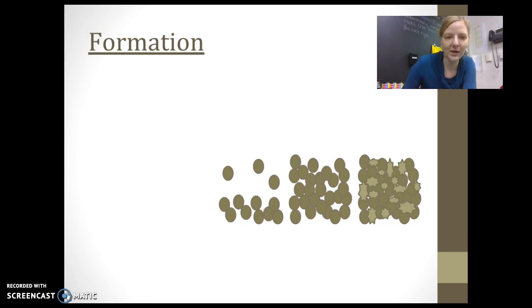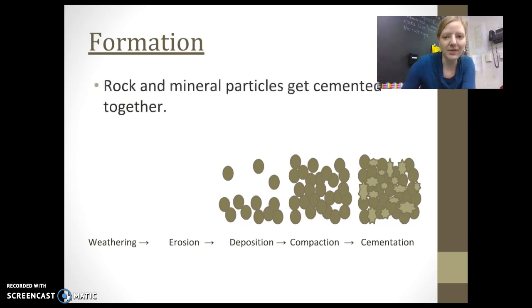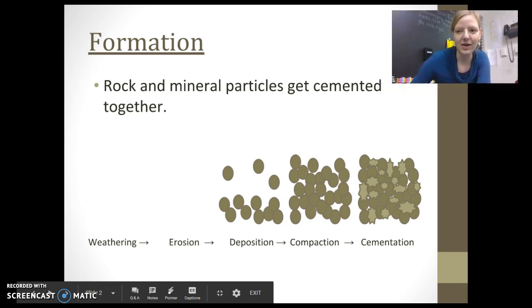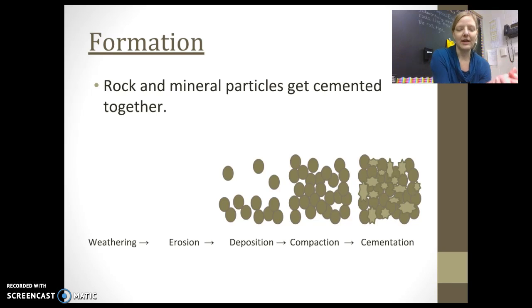So a sedimentary rock forms when rock and mineral particles get cemented together. Think about the bottom of an ocean or the bottom of a river, where you have all of this sand and sediment. Sediment is why sedimentary rocks have their name. Sediments form at the bottom, they get cemented together, and eventually they can become an actual rock. That's what a sedimentary rock is.